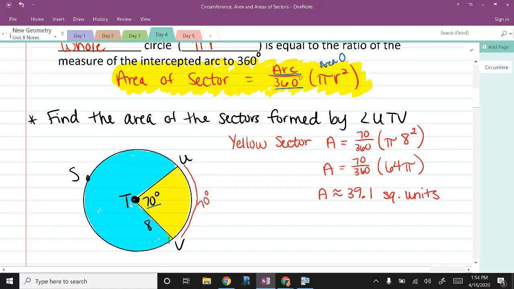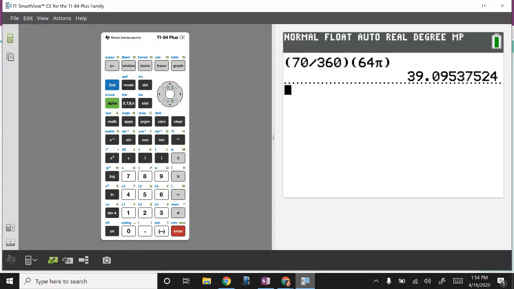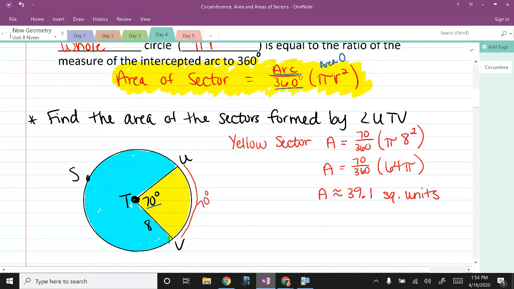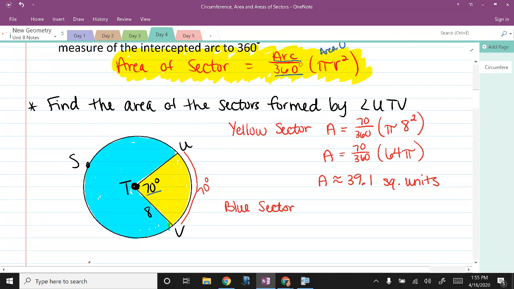Okay, so again, in our calculator, we did 70 divided by 360. So our arc measure over 360, because that's the distance all the way around a circle, times 64 pi. And then we approximated that to 39.1. All right, if we wanted to find the blue sector, because some questions want you to find the larger sector, well, that angle measure is going to be 360 minus 70, which is 290.